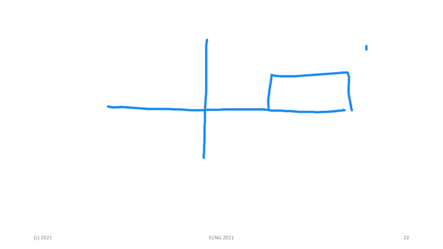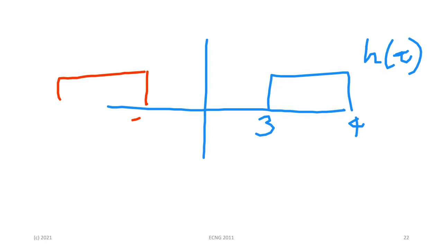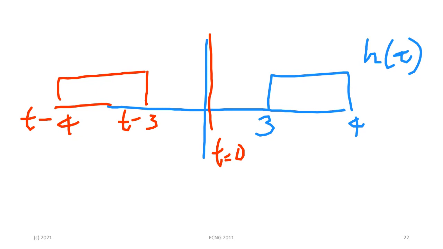Let's say this was h of tau, right? I've already changed from t to tau. And this is, let's say, 4, and this is 3. h minus tau, remember, is going to be flipped around the 0 axis. So h minus tau is going to be this, going from -3 to -4, right? But the t equals 0 for this is here. So this point is actually t minus 3, and this point is actually t minus 4. Yeah?